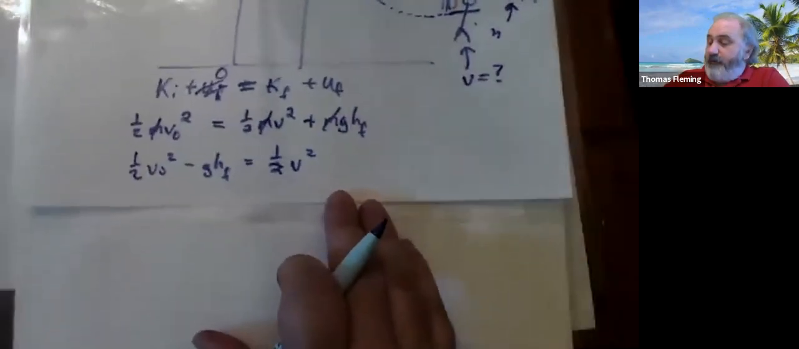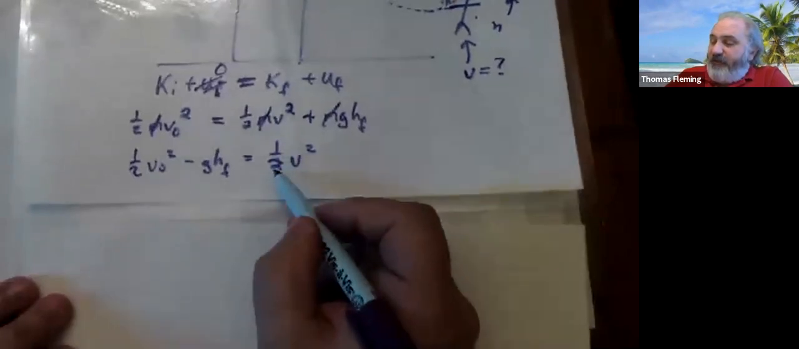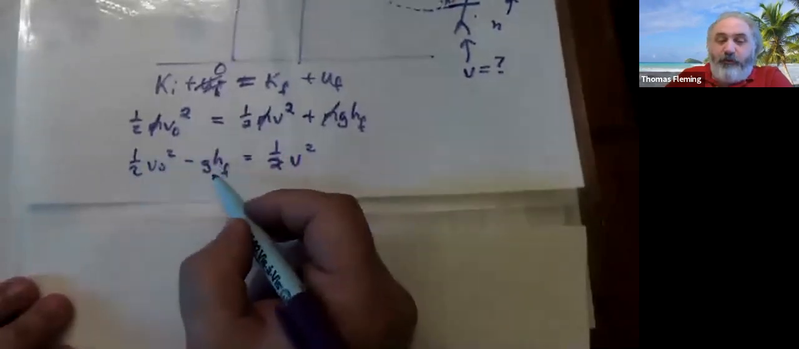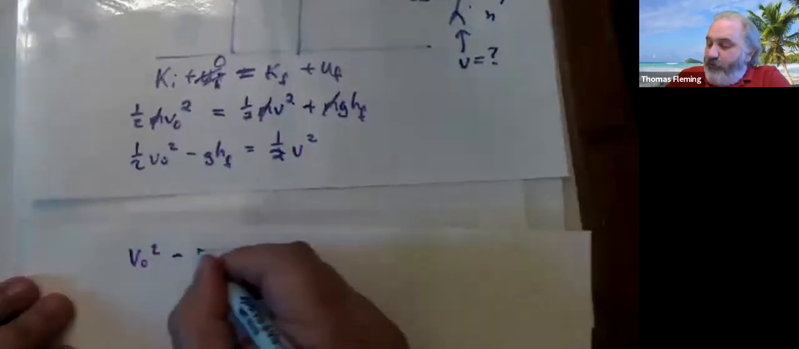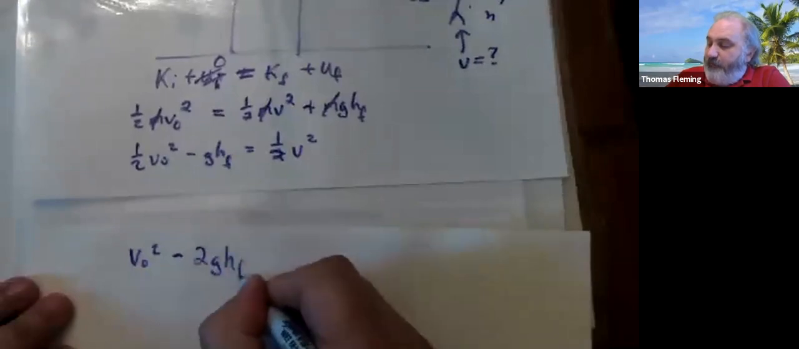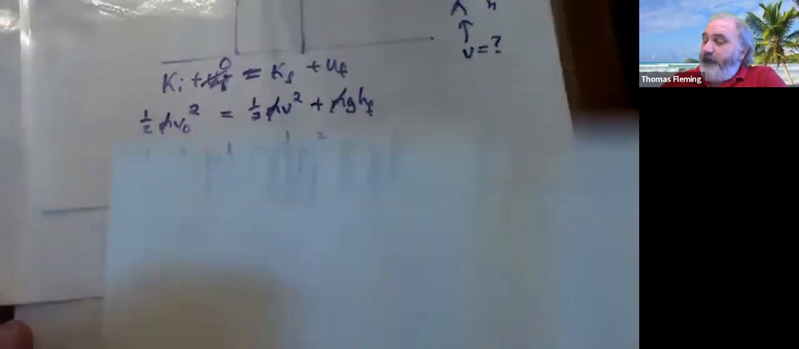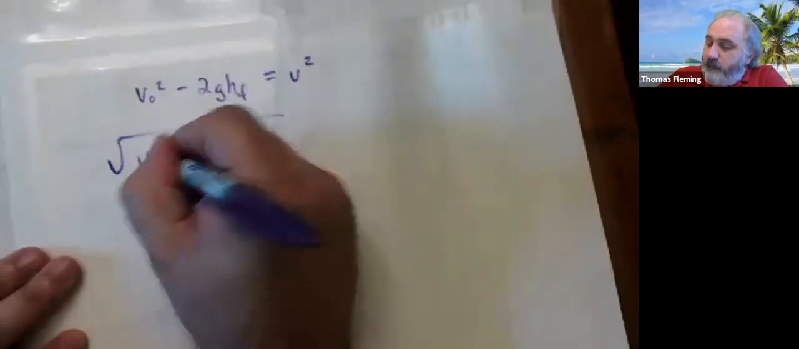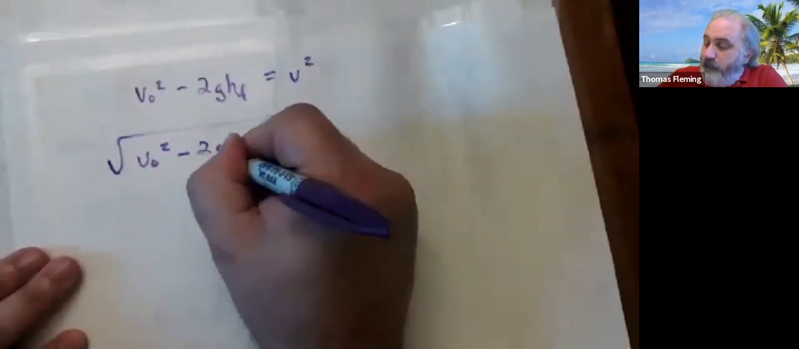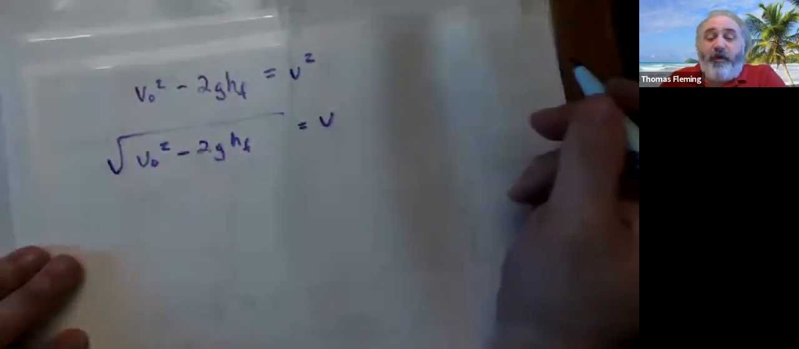All right, at that point, let's get rid of that 2 by doubling everything. So that 1/2 is going to cancel. That's going to cancel. But that's going to be a 2gh final. So I have v initial squared minus 2gh final equals v final squared. Now, once I've got that, I can square root both sides. And now it's just a matter of plugging in my numbers.